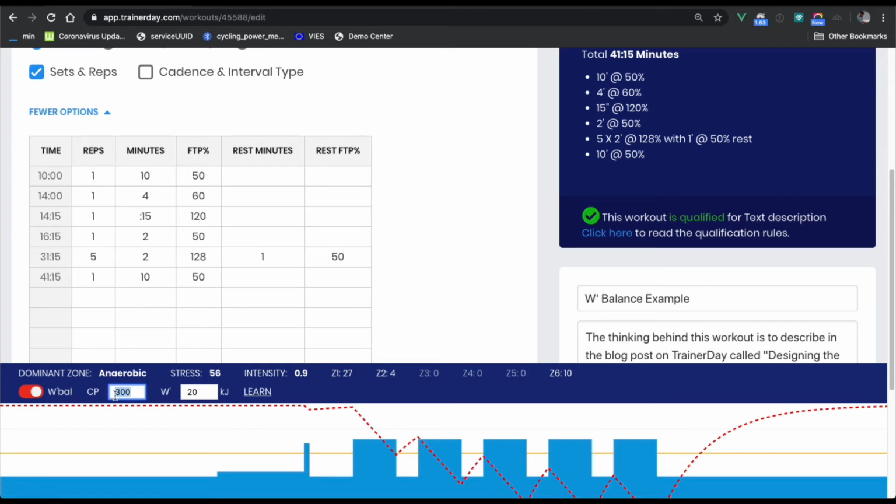Now, it's possible a person with a 300 watt FTP could have a 27 kilojoule W prime, or let's say a 30 kilojoule W prime. The relationship between these two is not necessarily clear, meaning the amount of anaerobic energy that you have is not directly related to the amount of FTP that you have.